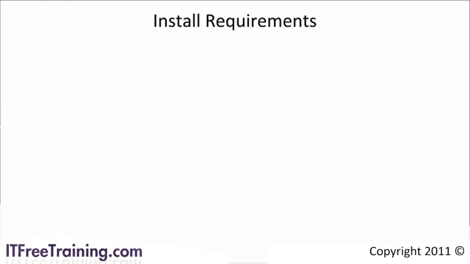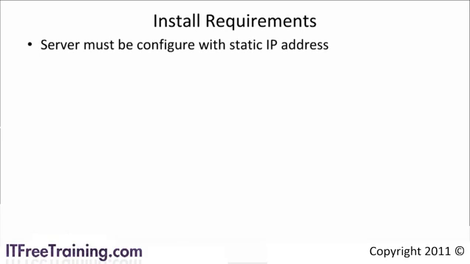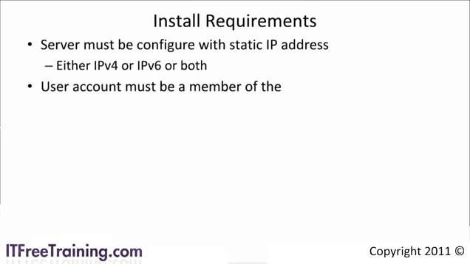First of all, your server must have a static IP address. The static IP address can be a version 4 or version 6 IP address. If you wish, you can assign a static IP address for both, but as long as you have one static address for one of the network cards, your DNS server will work.